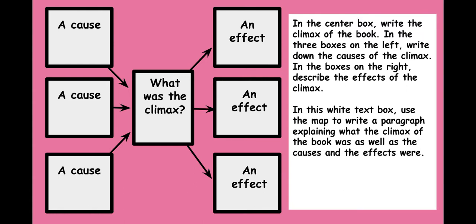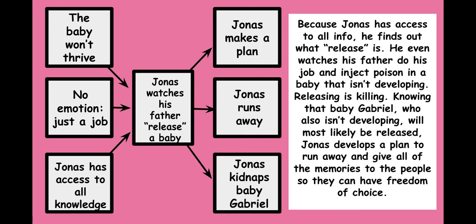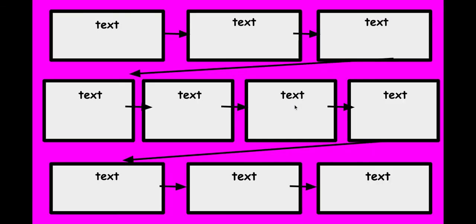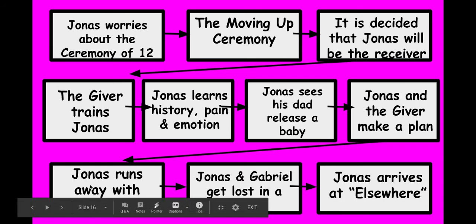You can also complete a multi-flow map to explain the causes and effects of the climax. You also need a paragraph to accompany it. And your last thinking map option is a flow map summarizing the story. You don't need to write more than a sentence in each box, but you do need 10 boxes.